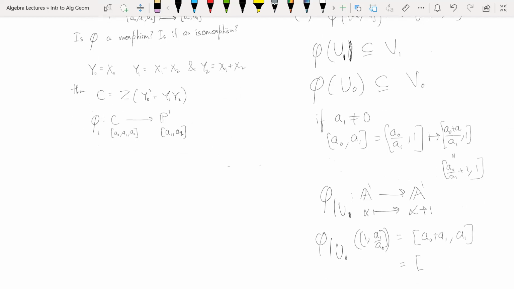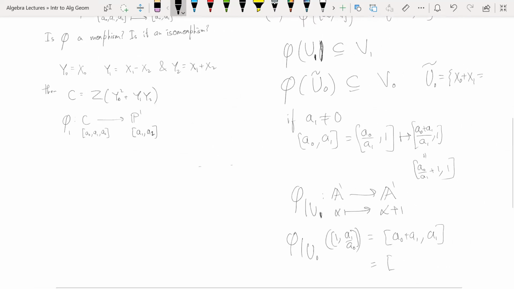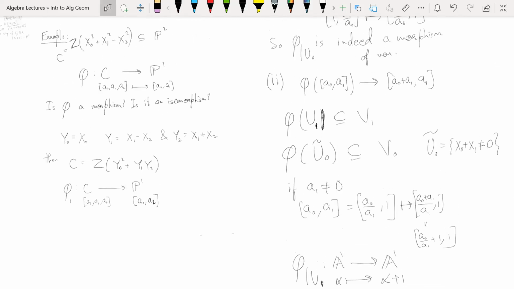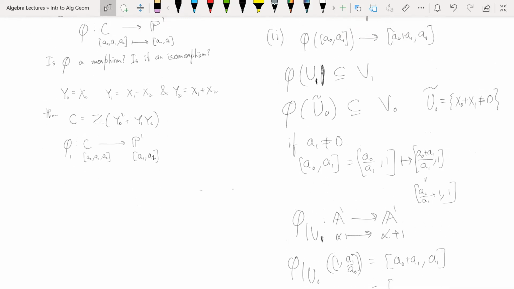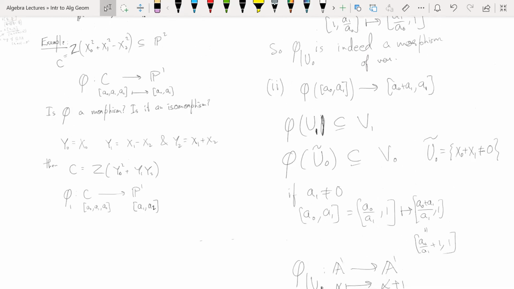so maybe u0 is given by x naught plus x1 not equal to 0. Let's call it u0 tilde, because u0 we are using for x naught not equal to 0. If you consider this as our open set, it is also an open set because x naught plus x1 equals 0 defines a line in P2, a closed subset, so its complement is open. Then phi of u0 tilde does lie in V0, where the first component is non-zero by definition.